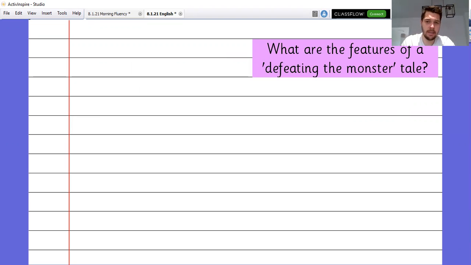Imagine a lot of you maybe wrote some things down like neat handwriting, full stops, capital letters. That's brilliant. That's things we definitely expect to see in our writing. But when we look at the feature, it's something that is very specific to that style of writing. For example, a feature of poetry is quite often rhyme in certain poems. So we'd expect to see that in all of the different ones. Okay? Features of a defeat the monster tale.